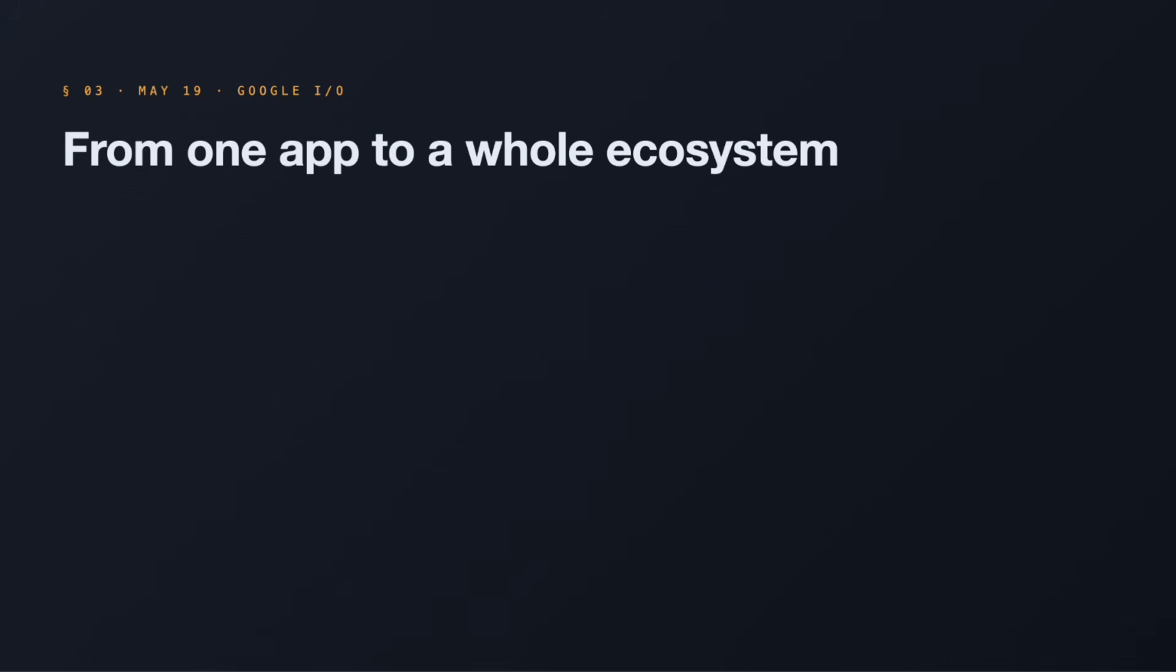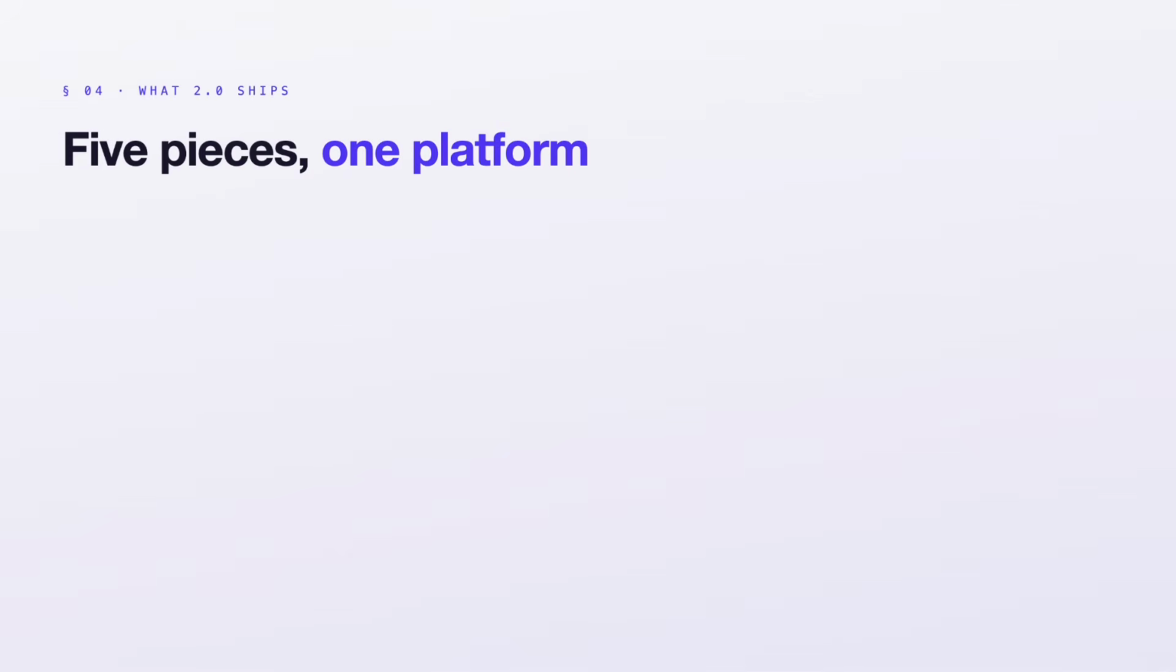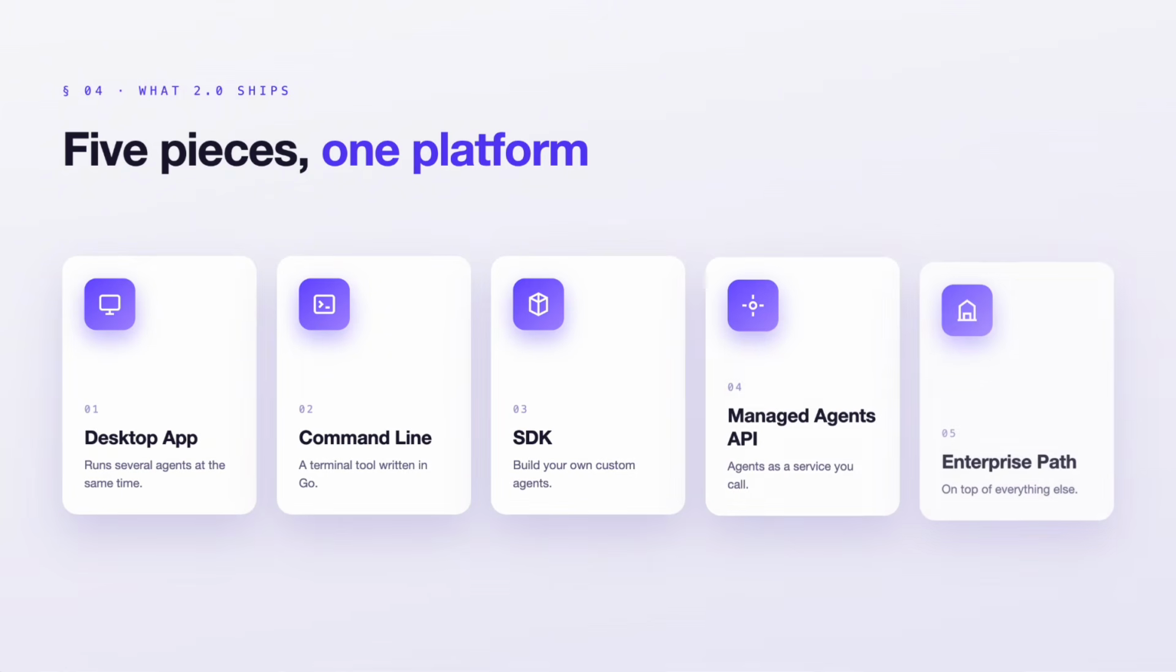At Google I/O on May 19th, the team shipped Antigravity 2.0, and that release turned it from a single coding app into a whole ecosystem. You now get a desktop app that can run several agents at the same time, a command line tool, an SDK for building your own agents, a managed agents API, and an enterprise path on top of all that.